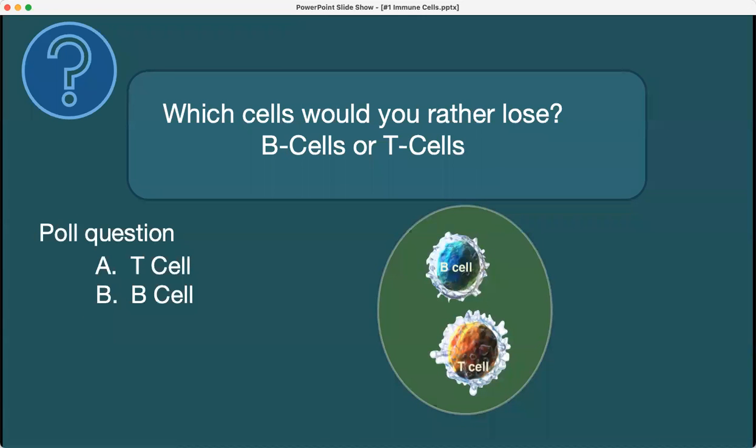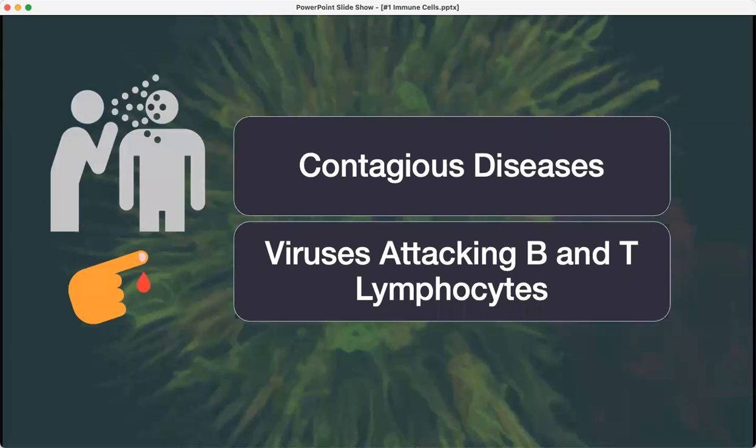So which cells would you rather lose? Your B cells or your T cells? This is a poll question, because obviously I wouldn't want to lose either one. Let me tell you what happens in the situation where you lose one or the other. These are the contagious diseases where the viruses actually attack the B or the T lymphocytes.